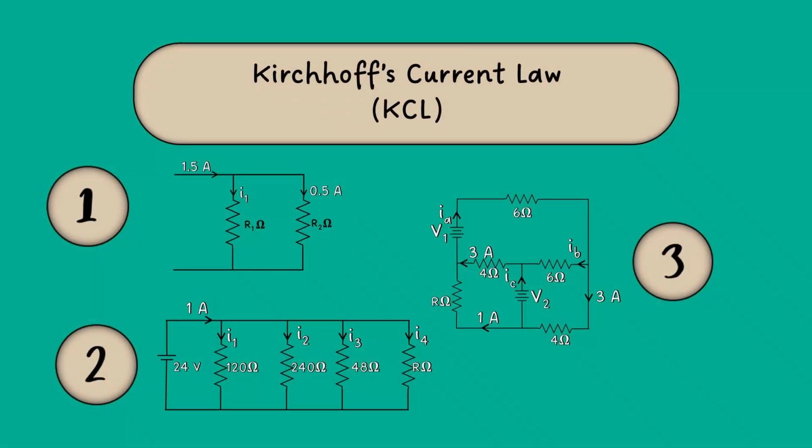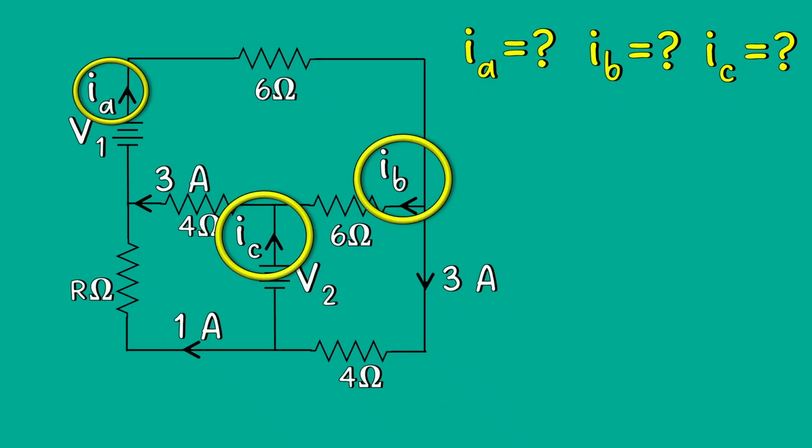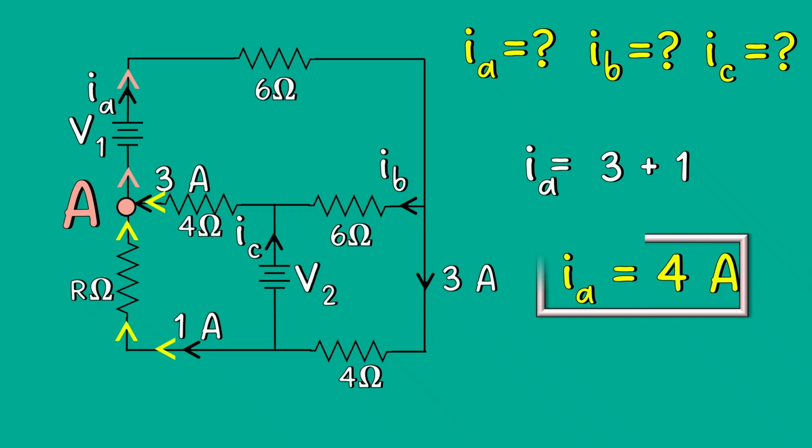Let's move on to our final problem. In the circuit shown, find the currents IA, IB and IC. This circuit may look complicated, but it's very simple to solve. Consider this node as node A. The entering currents are 3 amps and 1 amp. The leaving current is IA. Therefore, IA is equal to 3 plus 1, which is 4 amps.